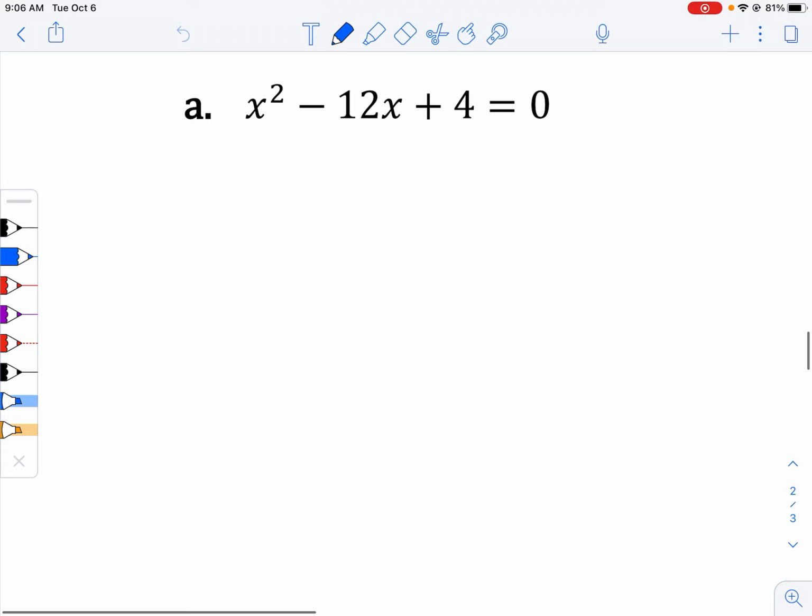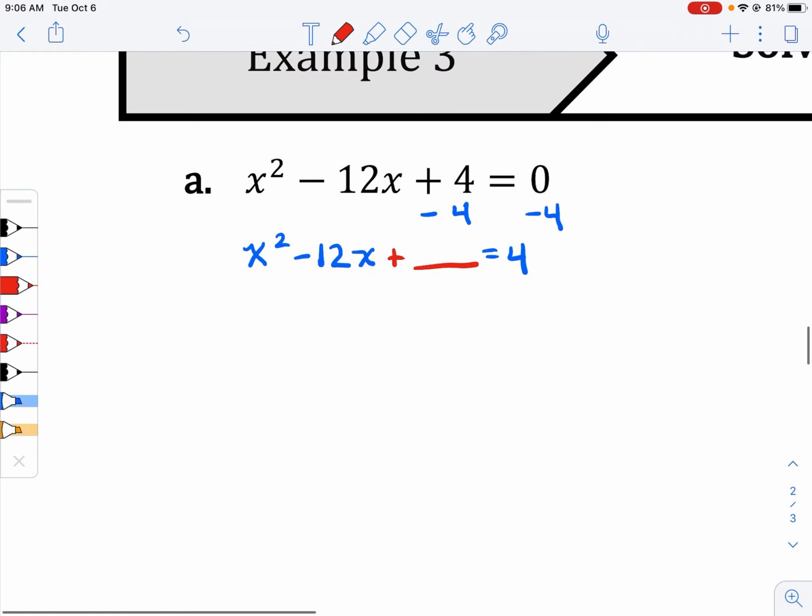So example 3a, we have x squared minus 12x plus 4. The first step for these problems is that you're going to subtract the number over to the right so that you only have x's on the left. So I'm going to subtract 4. I'll have x squared minus 12x. And then I'm going to write a plus blank equals 4 plus blank.